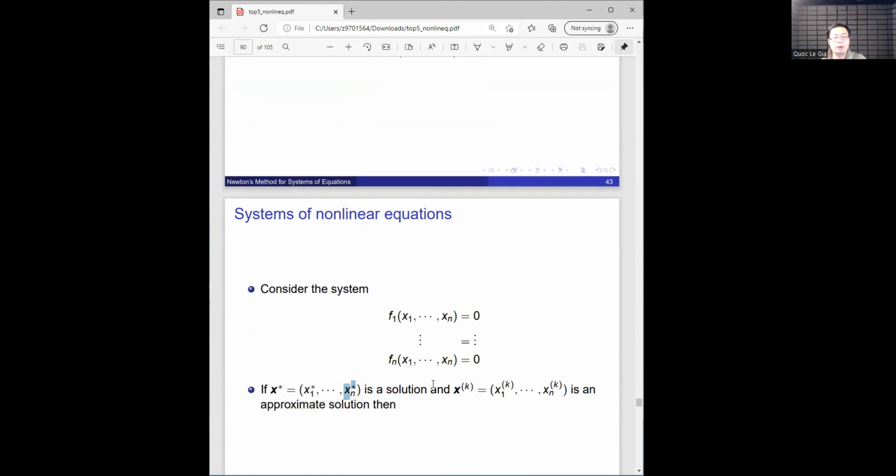And now remember we have iteration. Before we used n as a counter for iteration, but now n is used for the dimension of the system already. So now we have to switch to k. So the vector xk is the kth iteration of the method.